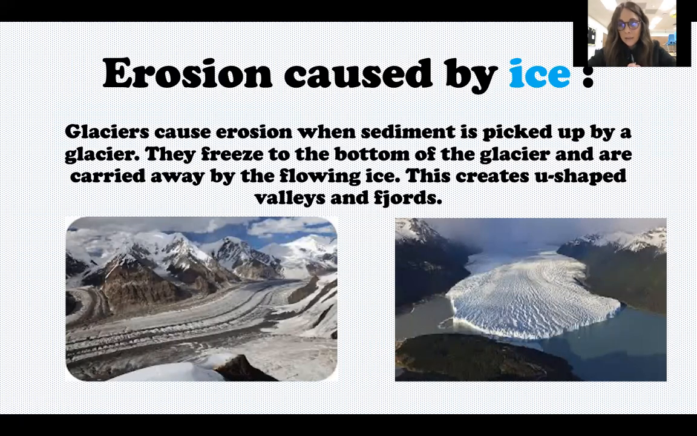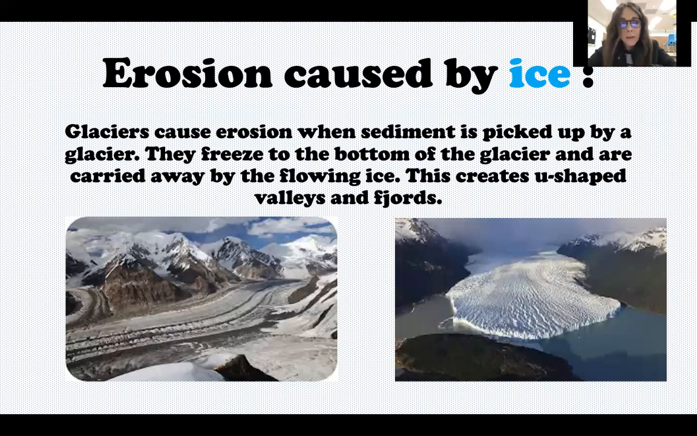This creates a landform called a U-shaped valley. So remember, a valley is an area between mountains or hills. They're normally more V-shaped, but when they've been created by a glacier, they're more U-shaped. That's why we call it a U-shaped valley. So if you see U-shaped valley, you need to think glacier. Glaciers can also create another landform called a fjord, which is a river that runs through a U-shaped valley. So it's basically a U-shaped valley that's been filled up with water and now has a very deep river in it.